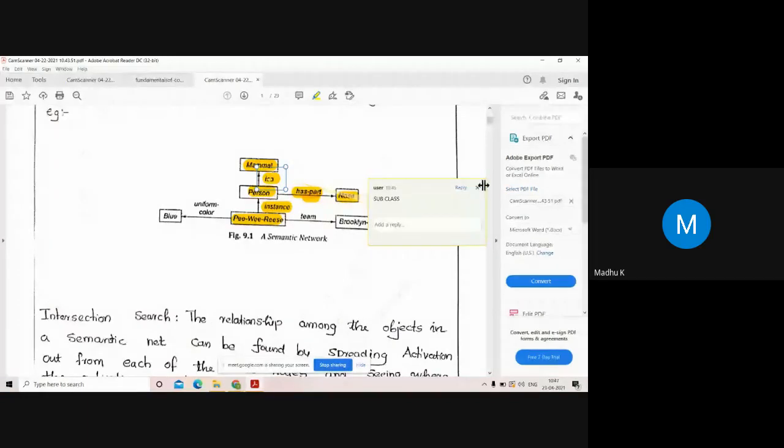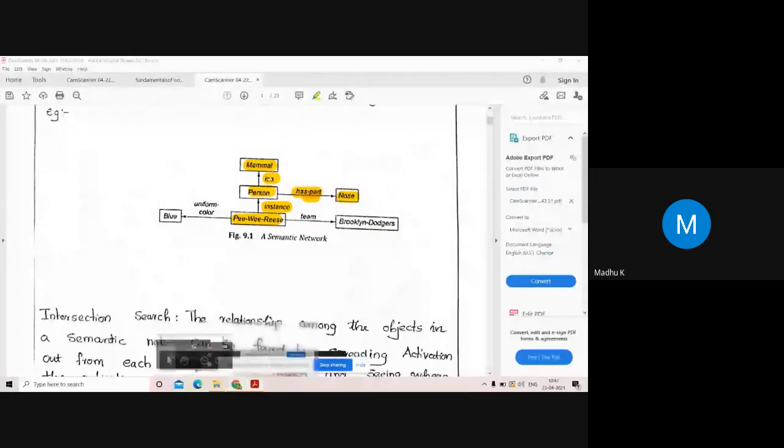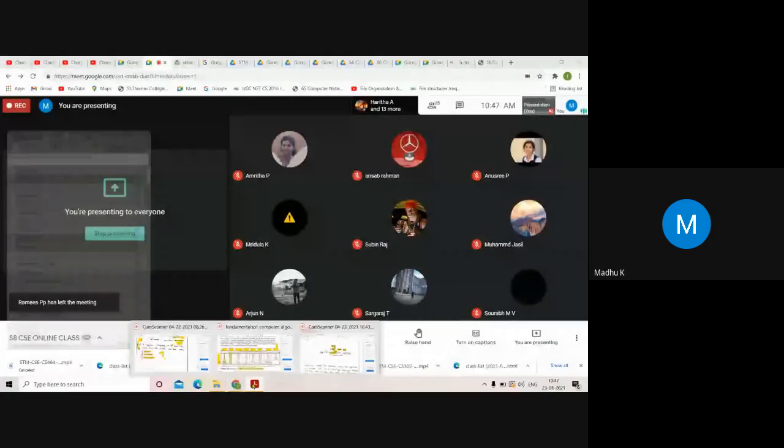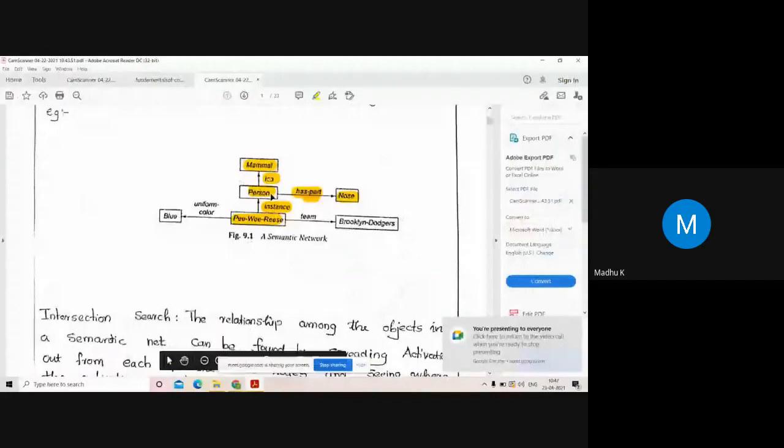At first, okay, what is the use of the is-a relation? I will ask questions to someone. Anusri, Anusri, what is the use of the is-a relation in a semantic network?